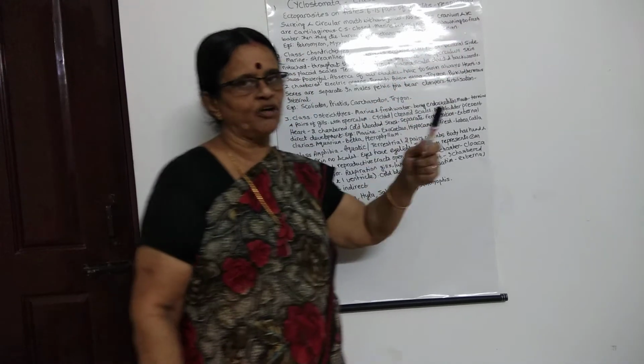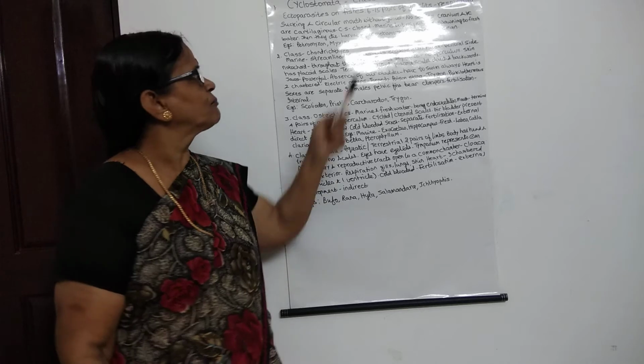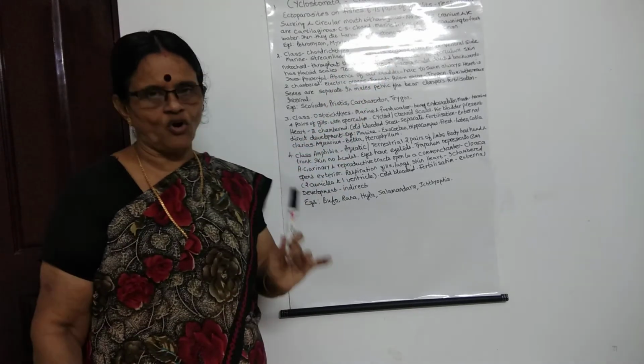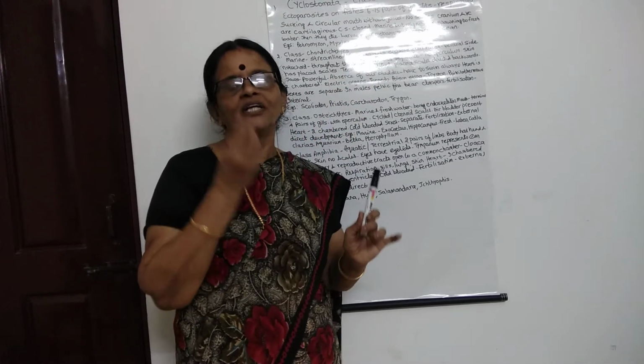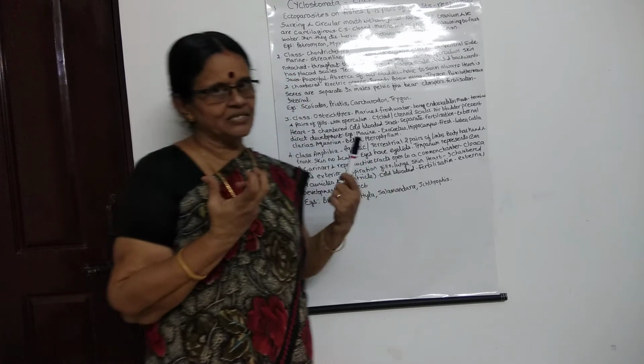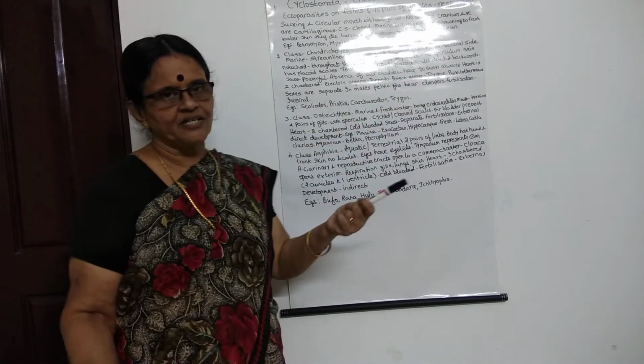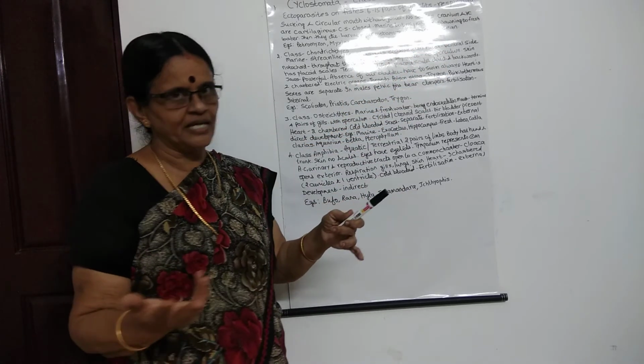That is used for what? For respiration. Then they have a sucking and circular mouth without jaws. So they do not have jaws. That is the Cyclostomata's feature. Then they have no scales on the body.